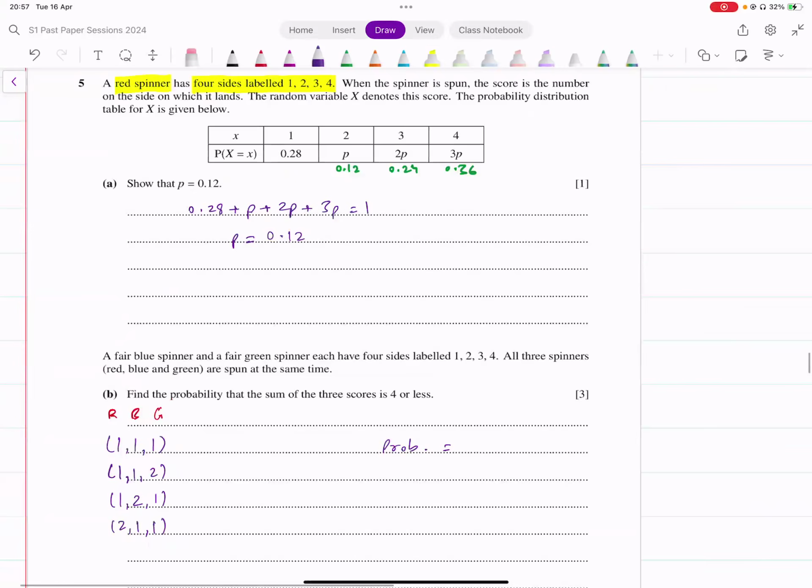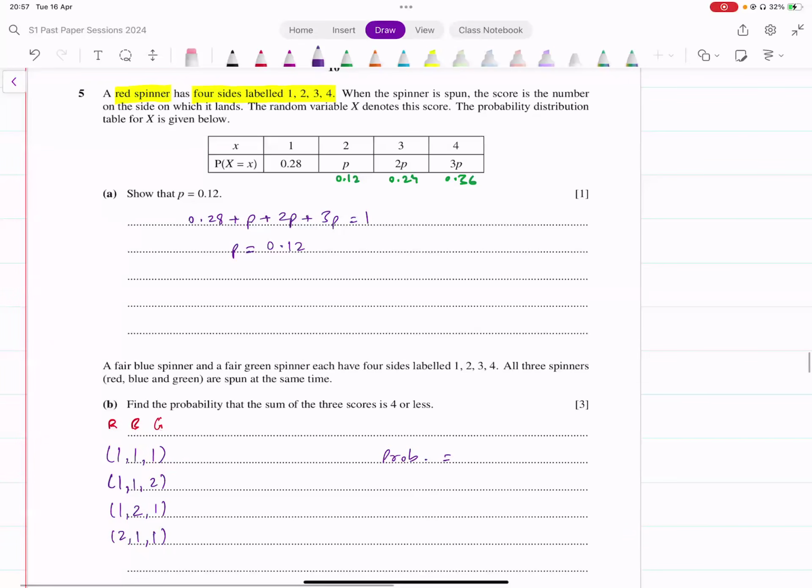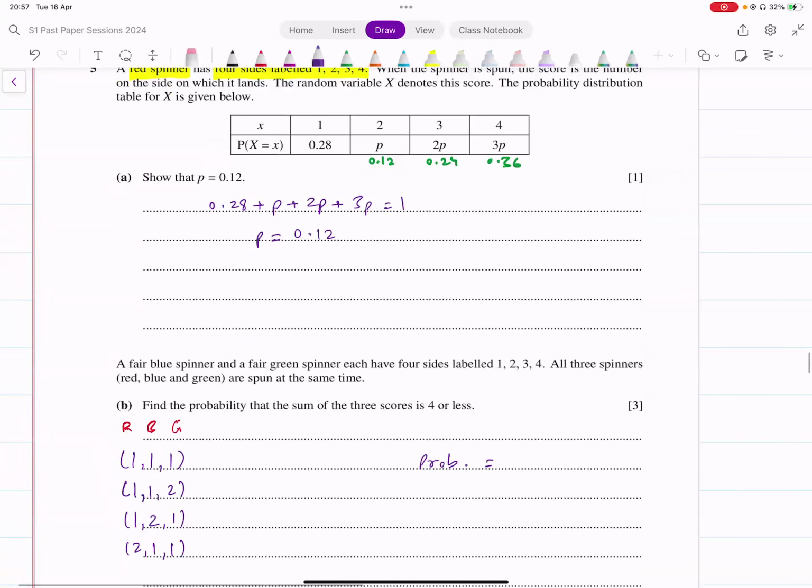So what's this probability? 1, 1, 1. Probability of red being 1 is 0.28. So this probability is going to be 0.28. And for the blue spinner being 1, we have 4 possible outcomes. One of them is 1. So that's 1/4, you could say 0.25 or 1/4. And then similarly for green, it's 1/4, that's 0.25. That's the first case.